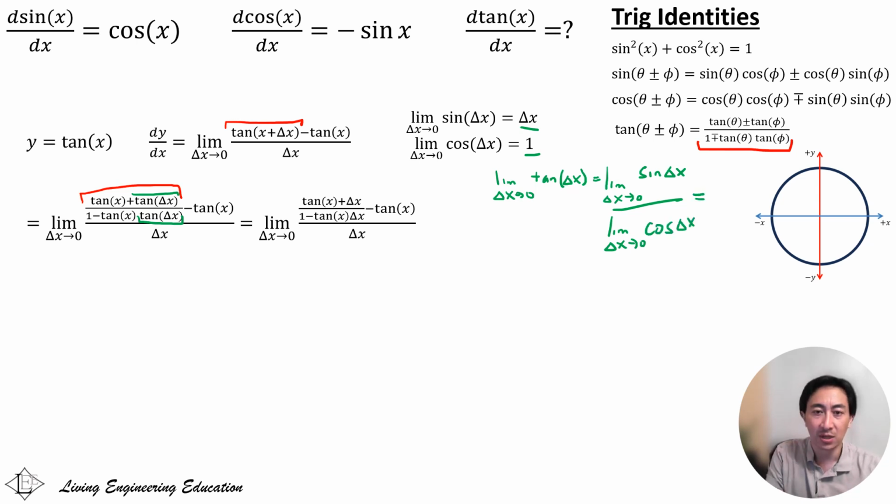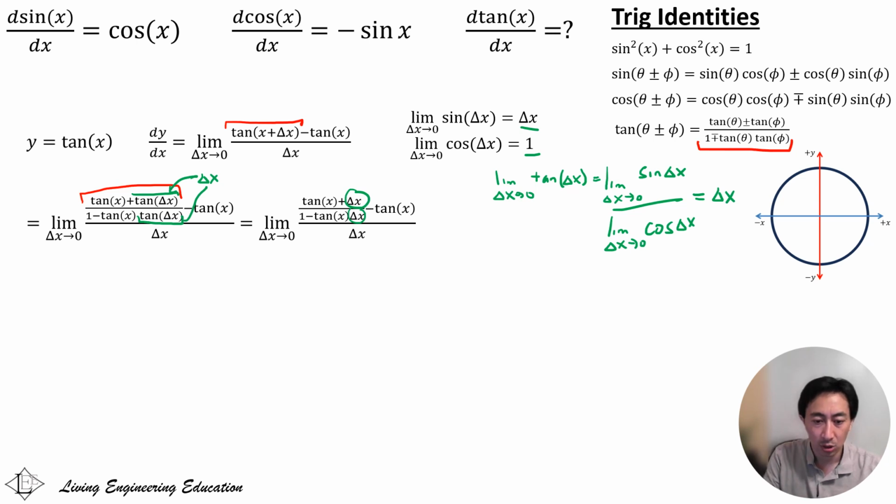And I know for sine delta x, that's delta x, and for cosine delta x, that's just 1. So this is just equal to delta x. So I can put a delta x right there, and that's this guy right here. And I can put a delta x down there, and that's this delta x right there.